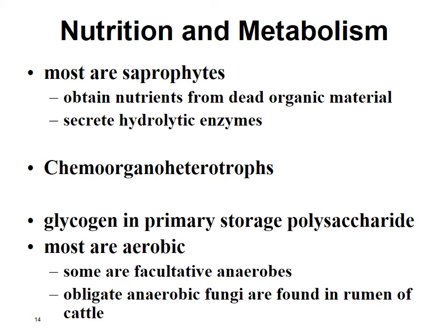Fungi are chemo-organoheterotrophs, and they use organic compounds as a source of carbon, electrons, and energy. Glycogen is the primary storage polysaccharide in fungi, and most fungi use carbohydrates, preferably glucose or maltose, and nitrogenous compounds to synthesize their own amino acids and proteins.